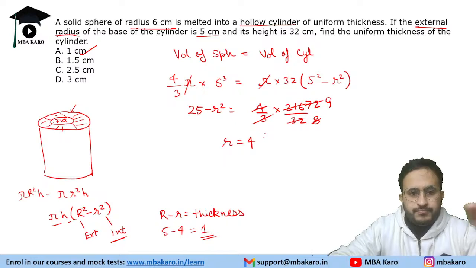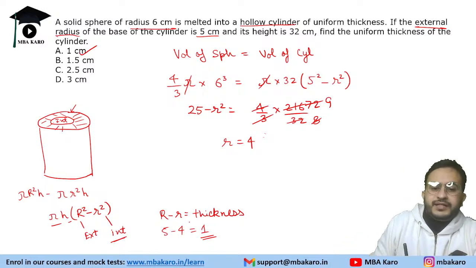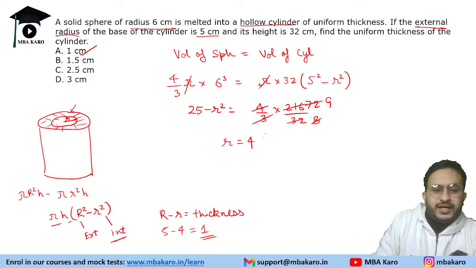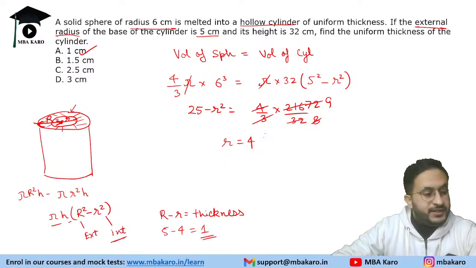Okay, so the thickness is outer radius minus inner radius, so that we need to find. So we did not have to tell the internal radius or internal diameter, we had to tell the thickness of the substance. So small r is the internal radius, and capital R is the complete radius from the center till here. So thickness is R minus r, which is 1 centimeter.